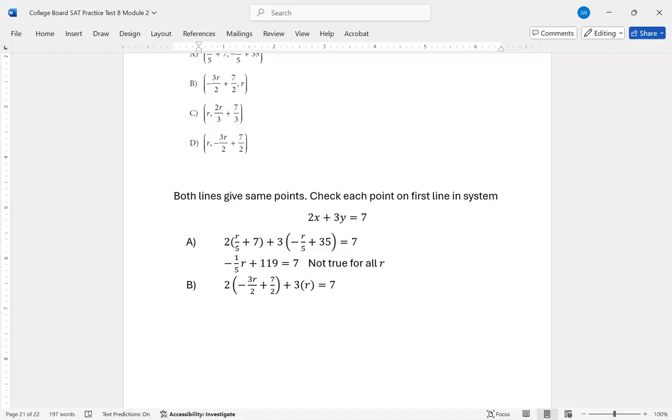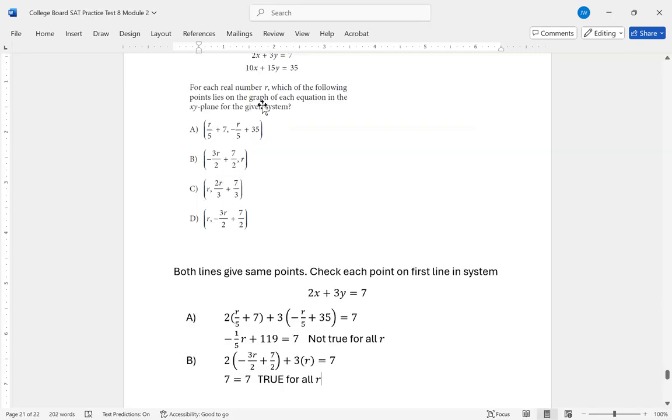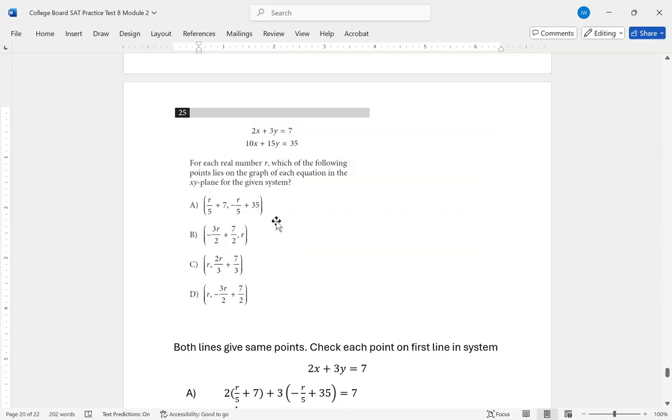So let's distribute the 2. That's going to give me a negative 3r plus 7 plus 3r is equal to 7. Combining the minus 3r and the plus 3r gives me 7 equals 7. And that is going to be true for all r. So this one is true for all values of r, and therefore B is going to be the correct answer. So B is the correct answer to this problem 25.